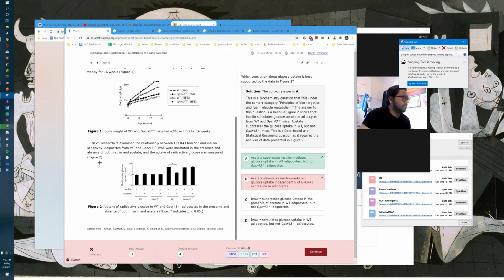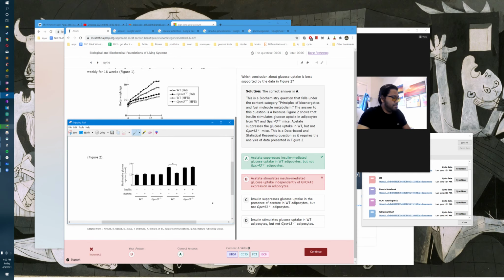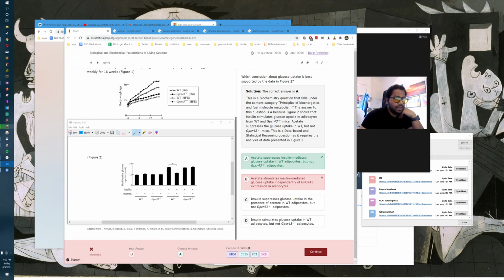Because acetate is present in the first WT and the first GPCR43, and yet the glucose uptake doesn't change. So what I assumed was that insulin was actually suppressing glucose uptake in the presence of acetate, because when insulin was not present, the glucose uptake was not changing. So all you need to look at is: here, insulin, no acetate, glucose uptake high. Here, insulin, acetate, glucose uptake not high. So acetate works to reduce glucose uptake, right?